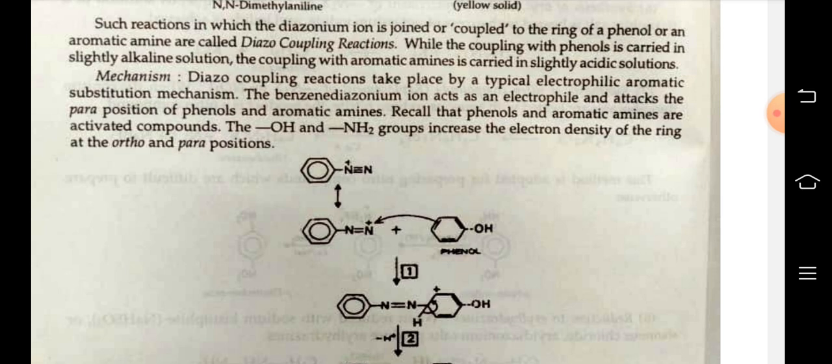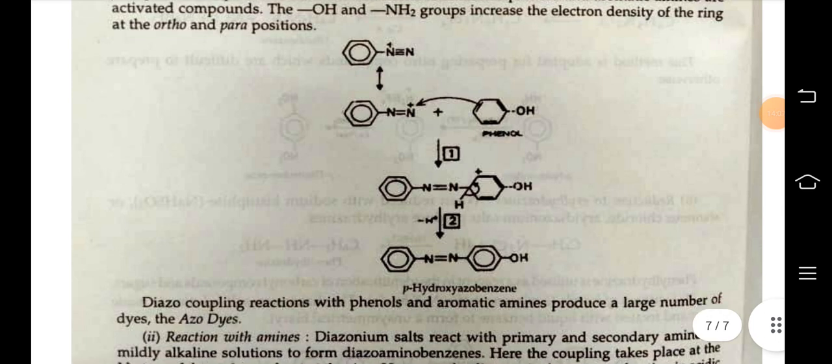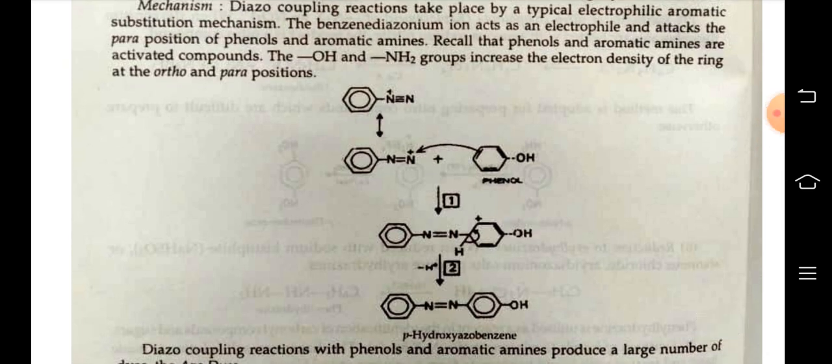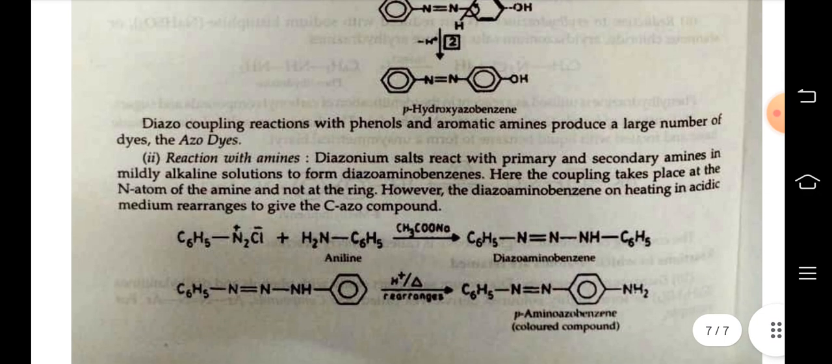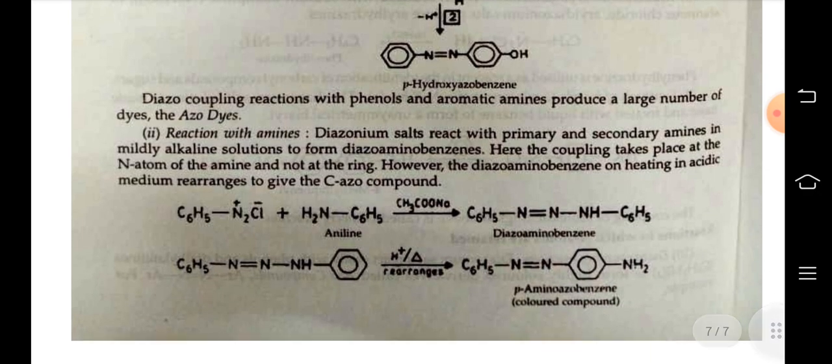Recall that phenols and aromatic amines are activated compounds. The OH and NH2 groups increase the electron density of the ring at the ortho and para positions. As we can see in this mechanism, benzene diazonium chloride acts as an electrophile and attacks the para position of phenol. In the second step, H+ is removed to give the product para-hydroxyazobenzene. Diazo coupling reaction with phenols and aromatic amines produces a large number of dyes, the azo dyes.